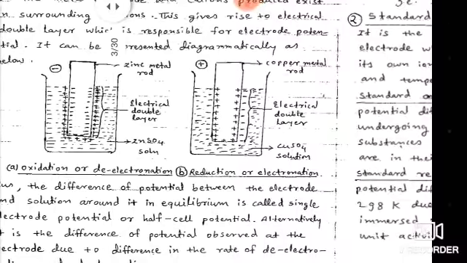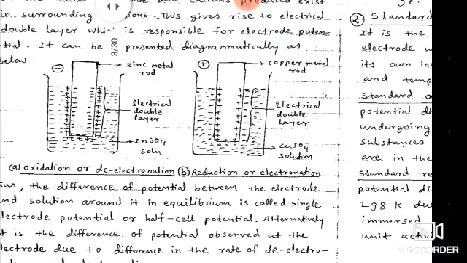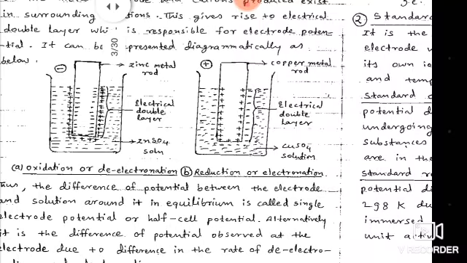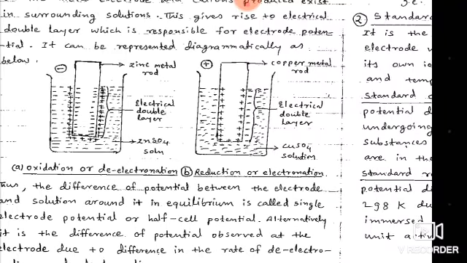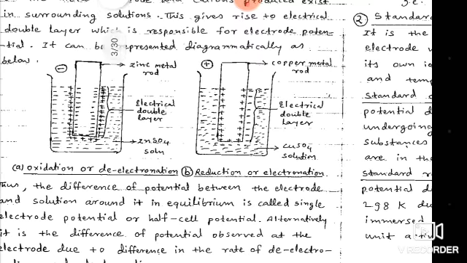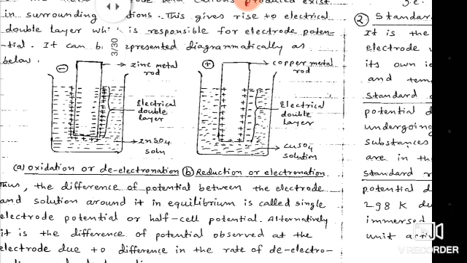See, in the first diagram, the zinc metal rod is immersed in the solution, and that forms the electrical double layer due to the electronation and de-electronation. So the zinc electrode is dipped into the ZnSO4 solution. Here, copper metal is dipped into the solution of copper sulfate. So the formation of a double layer takes place.